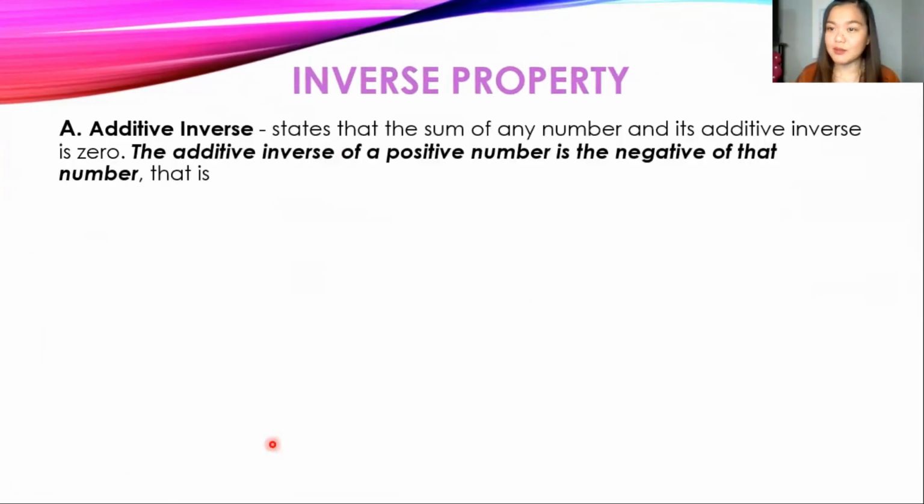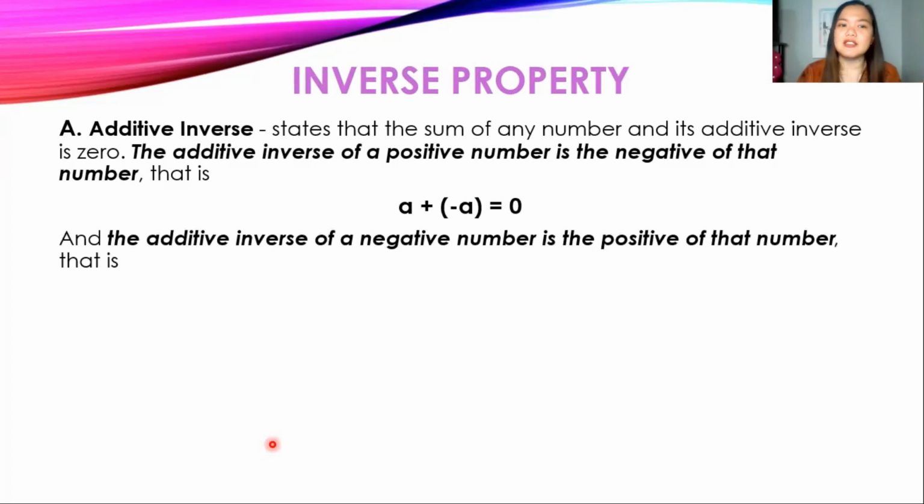Additive inverse. Proceeding first to addition, the property states that the sum of any number and its additive inverse is 0. The additive inverse of a positive number is the negative of that number, that is, a plus the opposite of that, which is negative a, is 0.